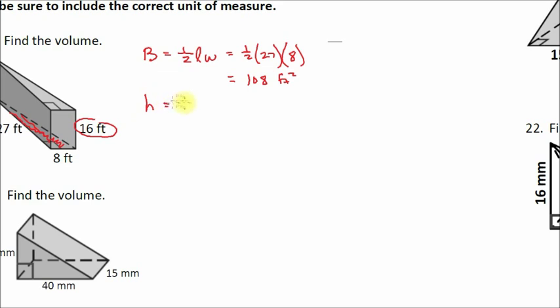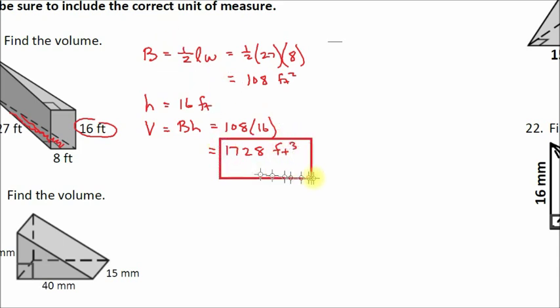My height, I circled that. That's 16 feet. And my volume is going to be just like a rectangular prism, base area times height, which is 108 times 16. 108 times 16 is 1728. And then it's volume, so it's going to be feet cubed. And I'll put a box around that.